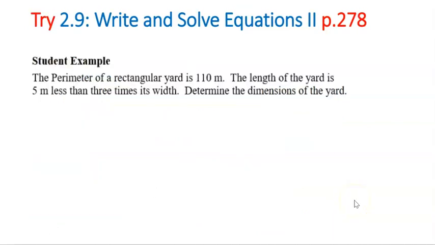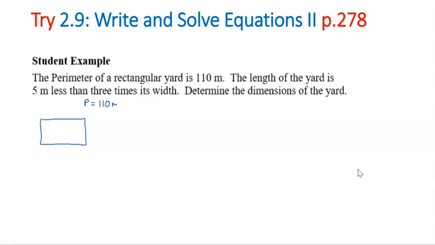Now it's your turn. Try this example on page 278, and you can pause the video and check the solution if you need to. Okay, so we have the perimeter of a rectangular yard. It's 110 meters. So I start to draw my rectangle right away. And I know that the perimeter is 110 meters, so I write that down for myself.